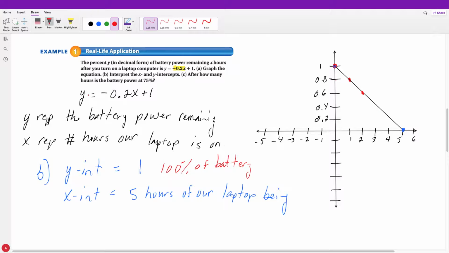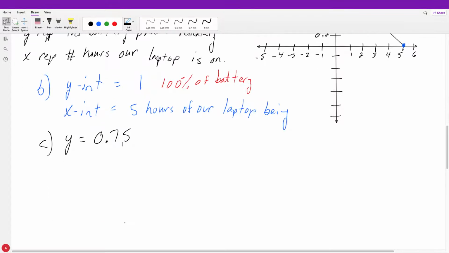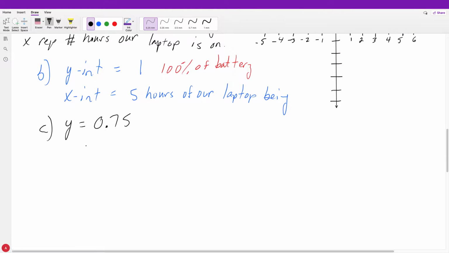And it says after how many hours is the battery at 75%? So remember, y is saying how much percentage of our battery we have left. So for C, we're saying, well, how long does it take for y to be equal to 0.75? All right, so I'm going to scroll down here so this way we can go ahead and do our work. So our equation was y is equal to negative 0.2x plus 1. So we're saying how long does it take for y to be 0.75?